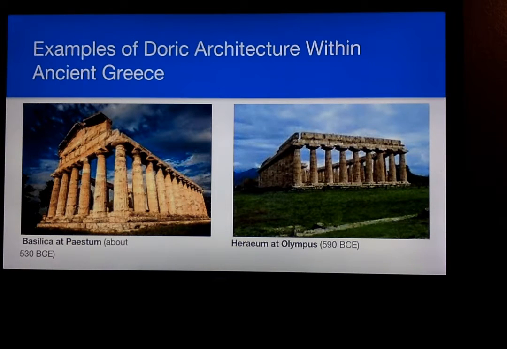Here's a few examples of Doric architecture within ancient Greece. On the left, you have the Basilica at Paestum, and on the right, you have the Heraion at Olympia.